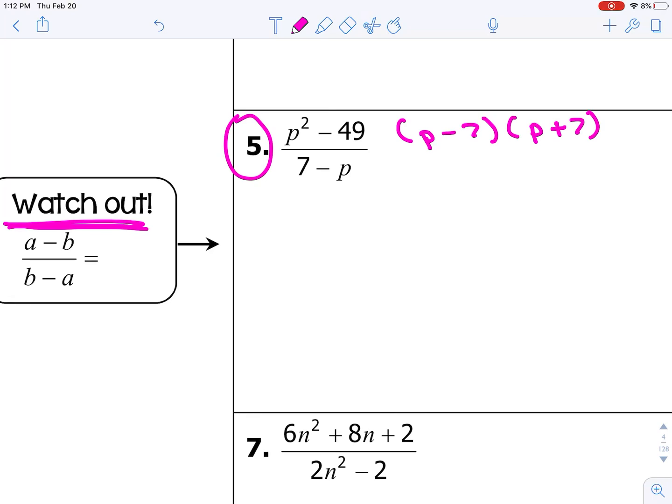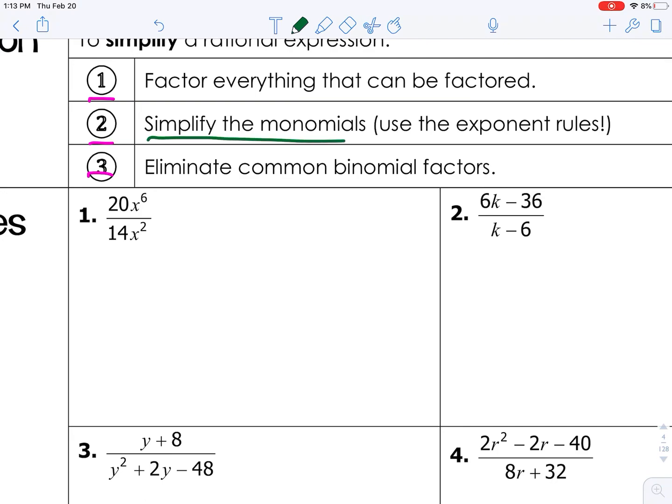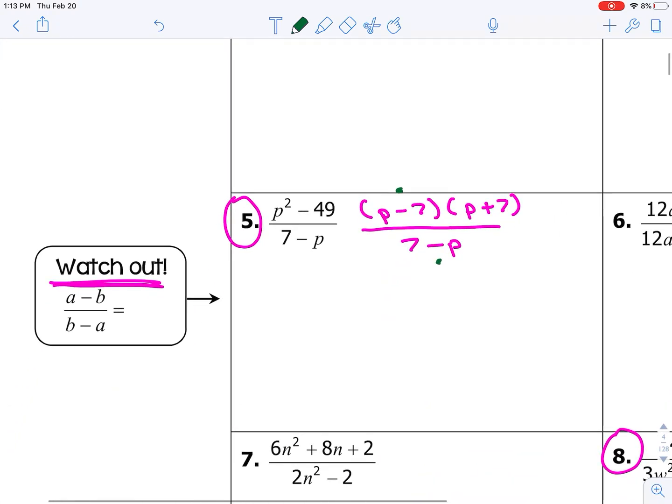Okay, and what's going to happen now is that's going to be over 7 minus p. Now, it would appear that this and this could be part of our simplifying and eliminating of common binomial factors. They are binomial factors, but they're not quite common, and you can probably see how they're just a little bit different. So this is what we need to do over here.